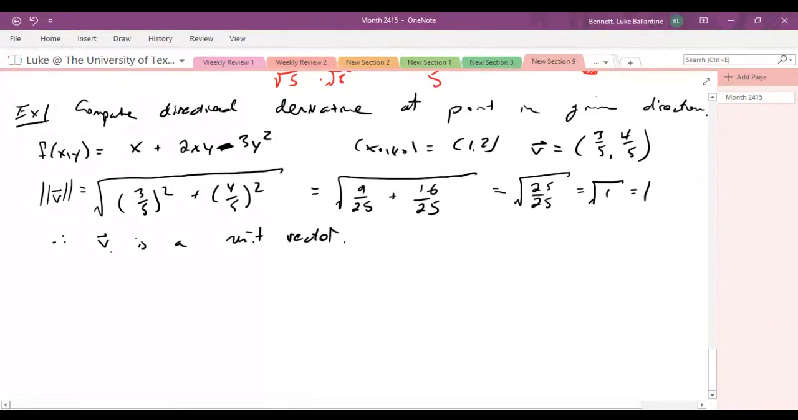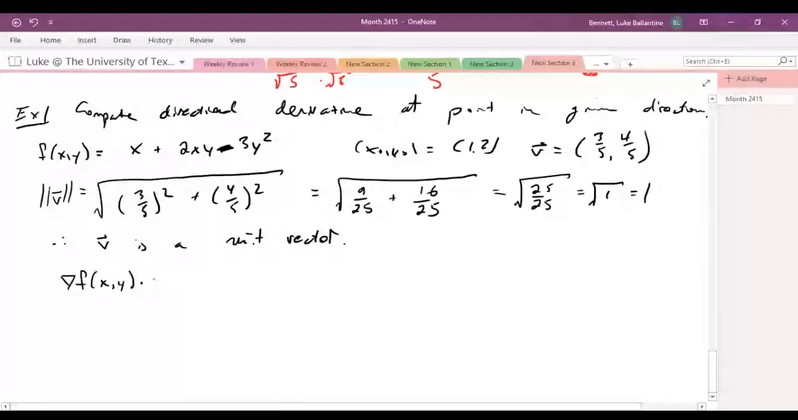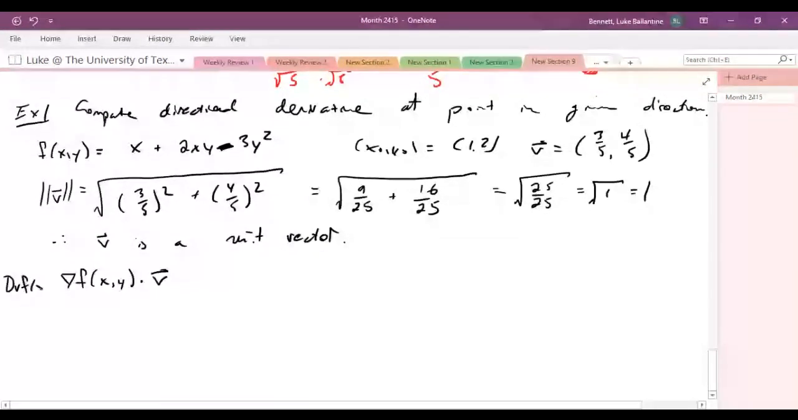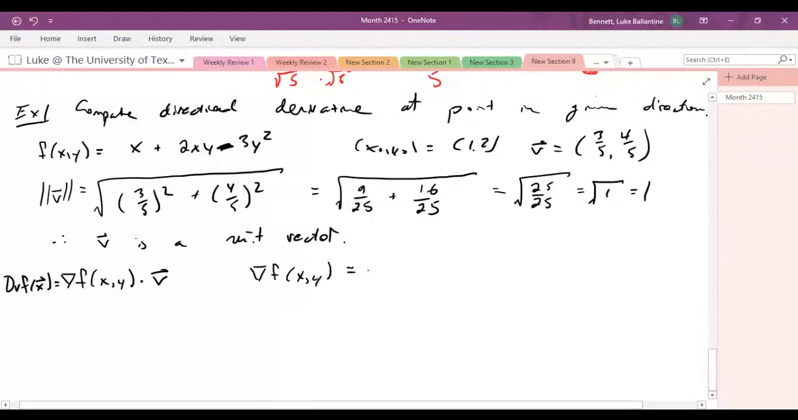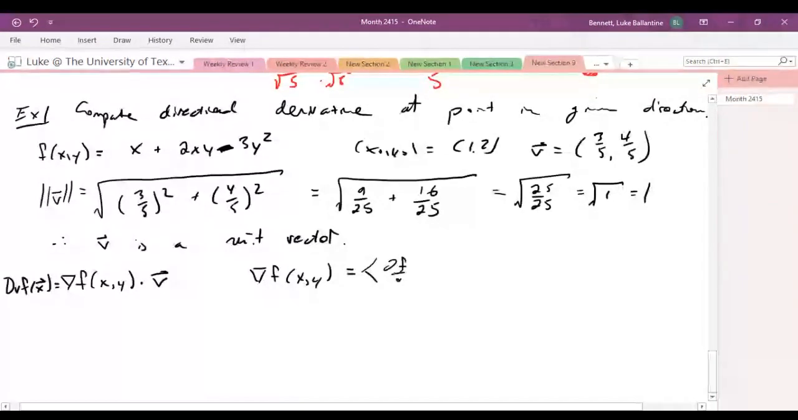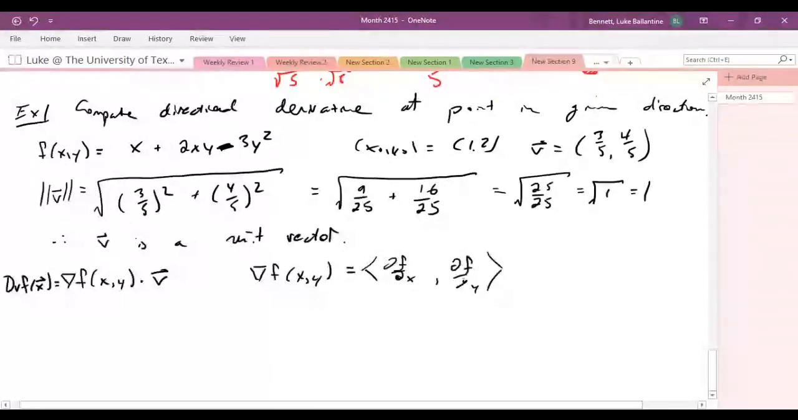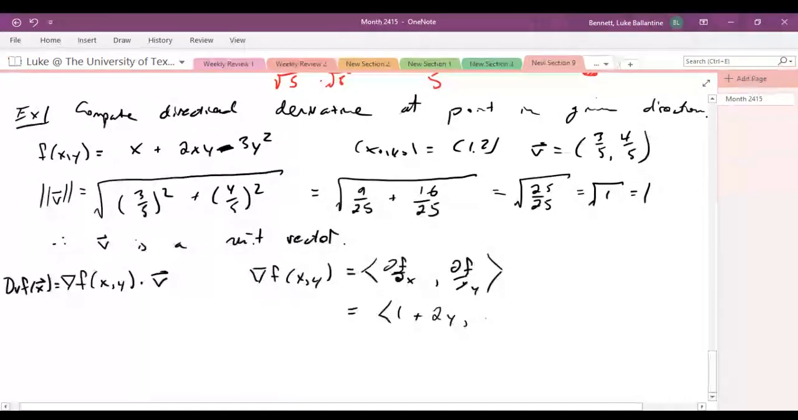So let's write our formula down, our little theorem. We had the gradient del f at (x, y) dot v is the directional derivative D_v f at x. Okay, so let's calculate the gradient. What is del f of (x, y)? Well, it's a vector of partial derivatives. So we have partial f with respect to x, partial f with respect to y. Partial f with respect to x is going to be 1 plus 2y. Partial f with respect to y is going to be 2y minus 2x minus 6y.